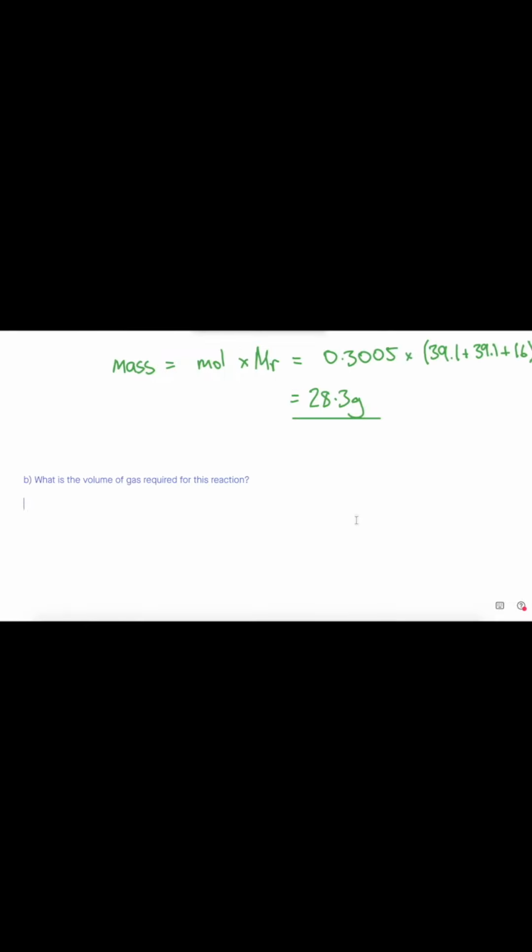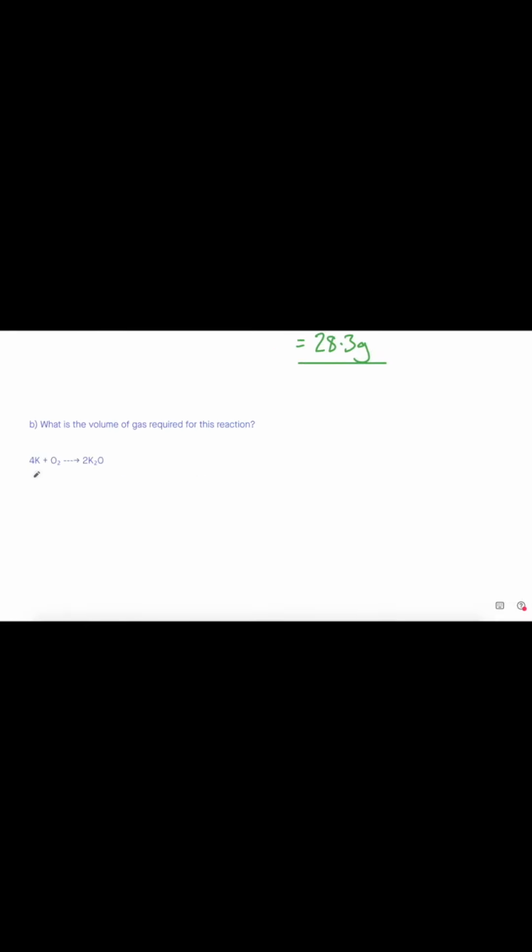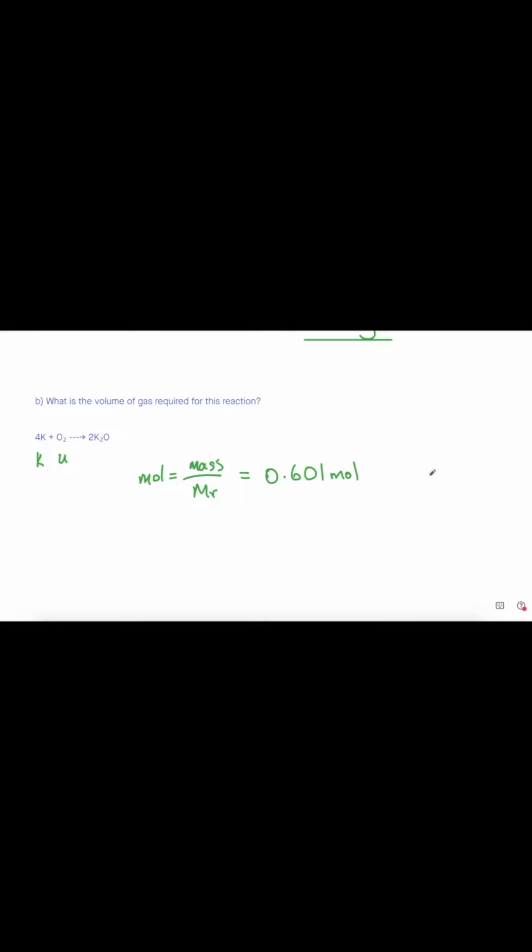If part B of the question asks for the volume of gas required for this reaction, that would be oxygen. So our known would be potassium and our unknown would be oxygen. Our first step would be the same, as we're still dealing with masses as we're given the mass, so that would give us 0.601 moles of potassium again. This time the ratio is 4 to 1, as O2 has a 1 in front of it, so we divide 0.601 by 4 to give us 0.15 moles.